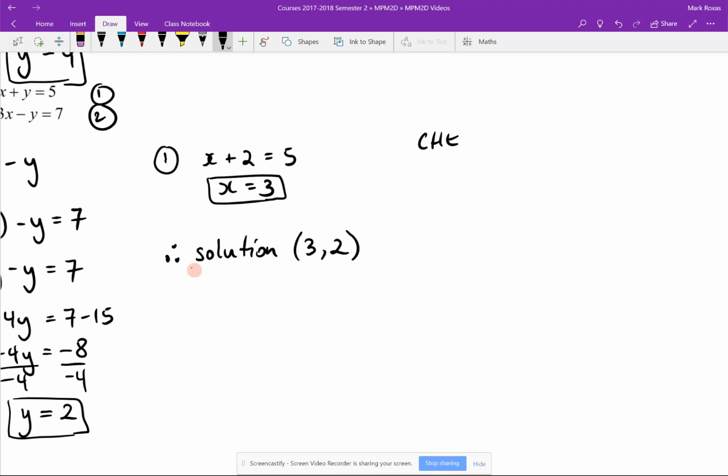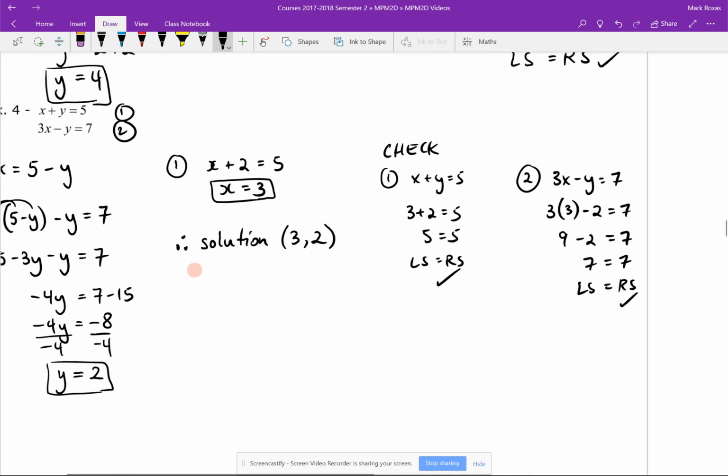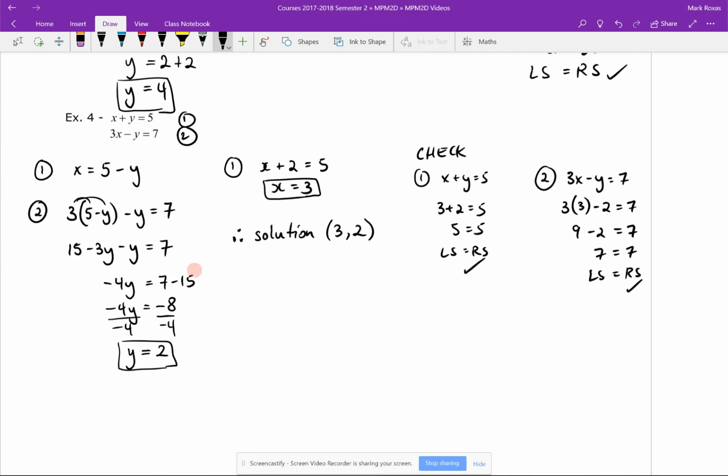Always check, check, check. So if I check the first equation, x plus y equals 5. Well, 3 plus 2 equals 5. There, 5 equals 5. Left side equals right side. Good. And equation number 2, 3x minus y equals 7. Plug in your x and your y, so 3 times 3 minus 2 equals 7. 3 times 3 is 9, minus 2, and so 9 minus 2 is 7. Left side equals right side. Okay? All right. And so that's how we do substitution.